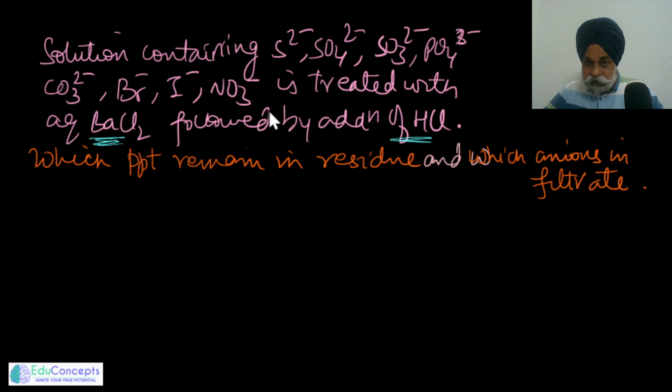Although barium will precipitate all of these, in acidic medium, which ones get dissolved? So here the question is asking what is left as the residue at the last, and which anions are still there in the filtrate? This question you can try at your place.